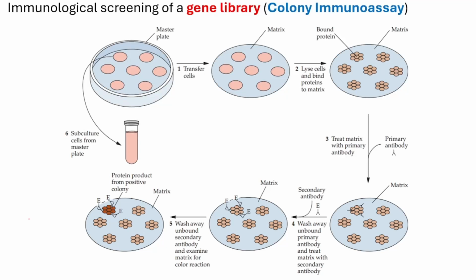So today we are going to see colony immunoassay. It is also called immunological screening of a gene library. It is basically similar to ELISA or Western blot assay. Okay. So the last step of Western blot assay or the ELISA assay. If you know Western blot or ELISA, then it is basically the same thing.